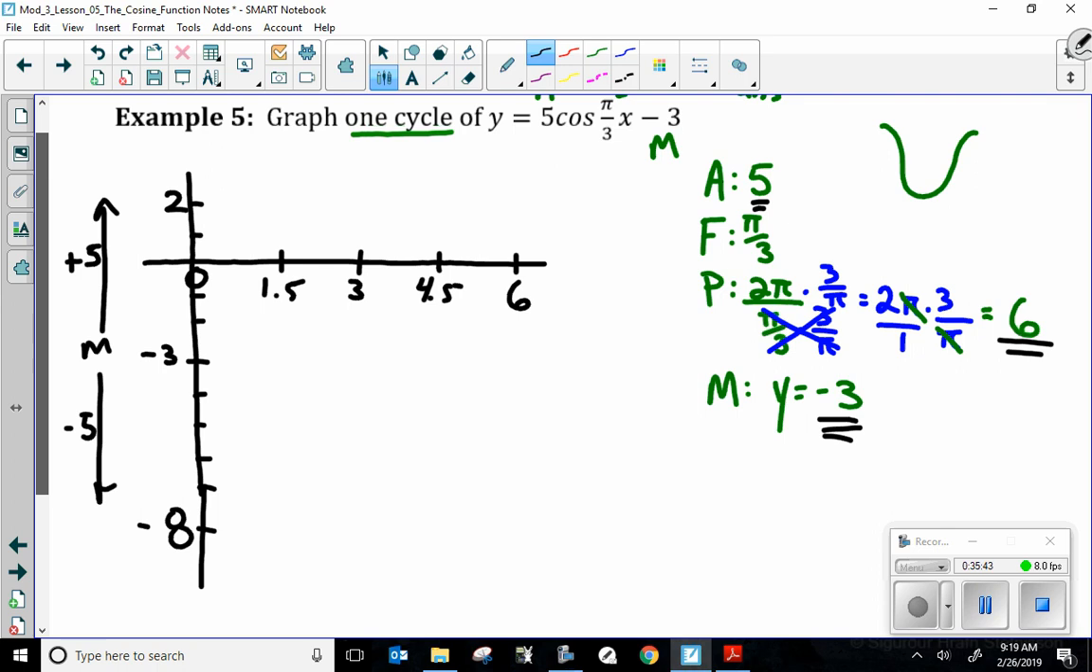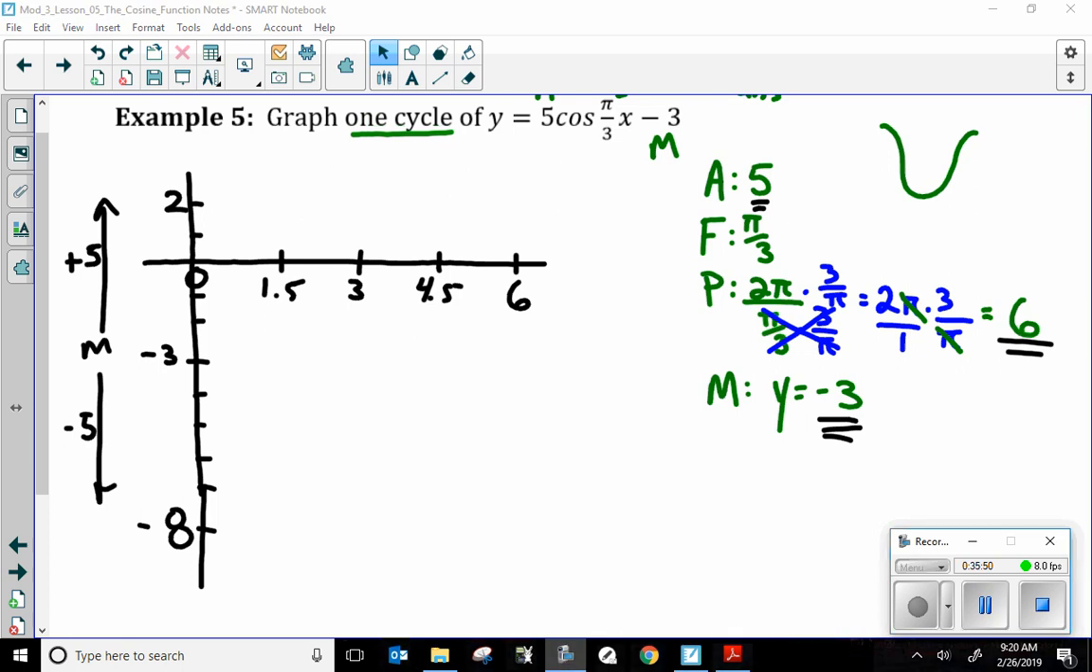There's decimals. The pies were there. They're gone. I'm freaking out. Don't worry. Everything's all good. So let's start to graph this thing.